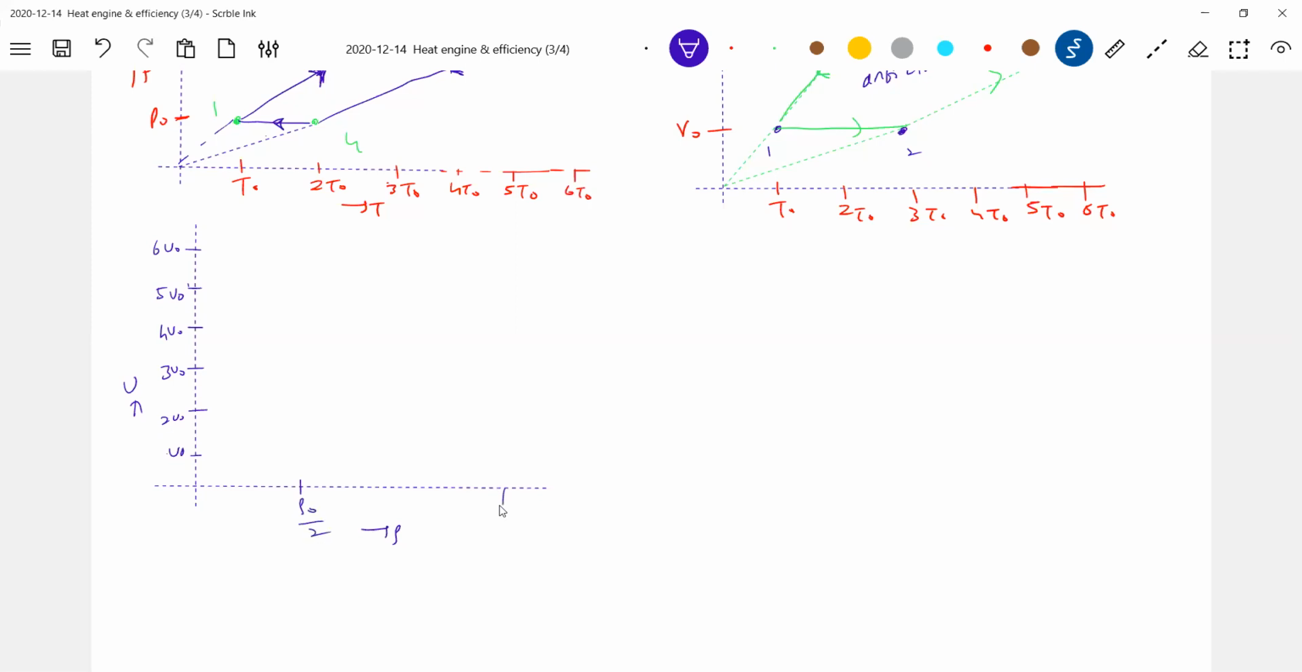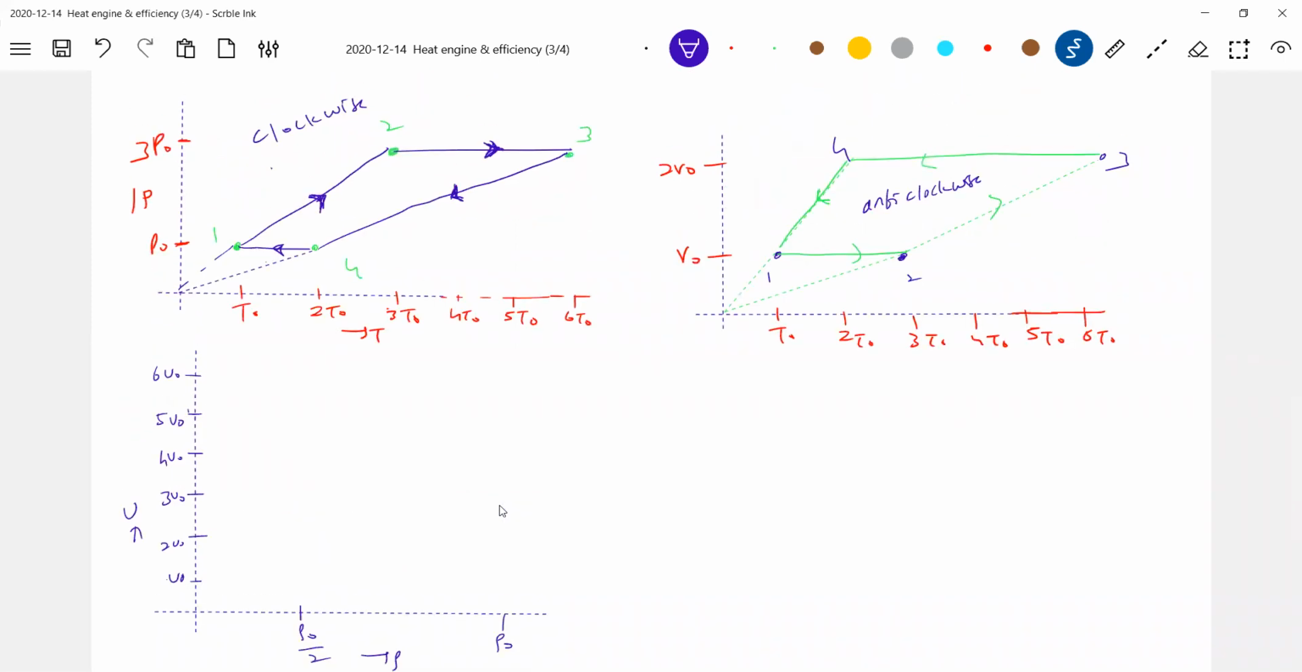What about the densities? Rho naught by 2 and rho naught. Why rho naught by 2? Because what about the volumes? Volumes will take V naught and 2V naught, no? When the volume of gas is V naught, density will be rho naught. When the volume of gas is 2V naught, density will be rho naught by 2 because the overall mass should remain the same. Will you agree? Mass is equal to density into volume.